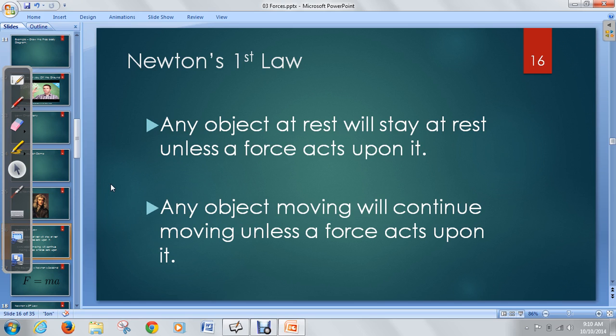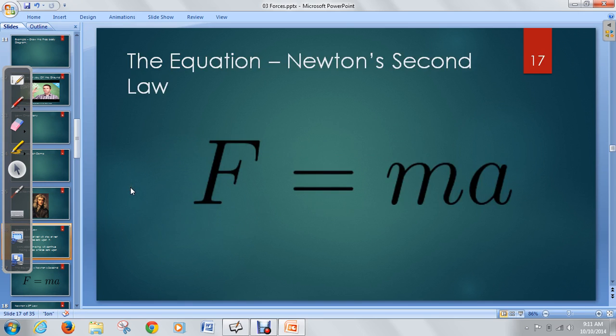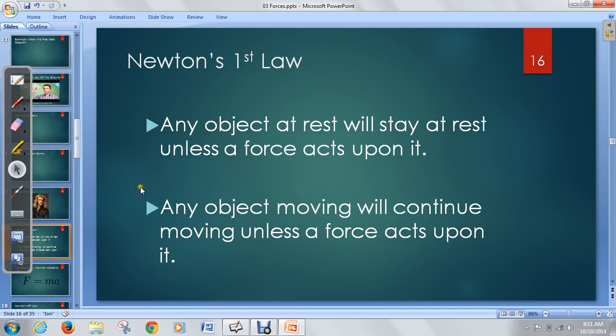So force is what makes something move initially, right? So if I don't have any force on something, it's just going to sit there. But we also have the other version of this. Any object moving will continue moving unless a force acts upon it. So if something's just moving down the road, it's not going to slow down unless there's friction, right? There's got to be some force. Otherwise, it just keeps going. So if you're in space and you're moving, if there's no force, you're just going to keep moving. This is called inertia. This idea that objects don't want to change their motion unless some type of force is pushing on them.